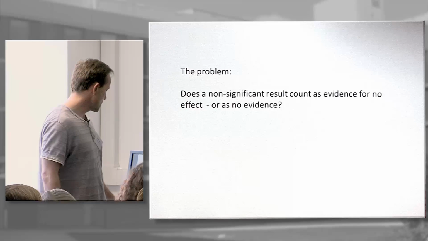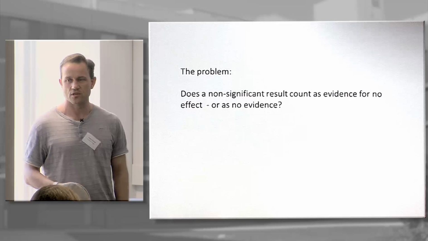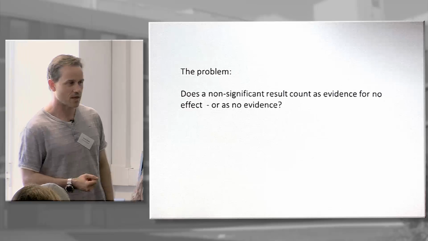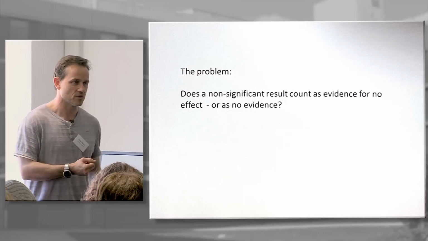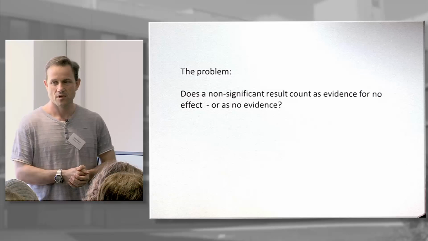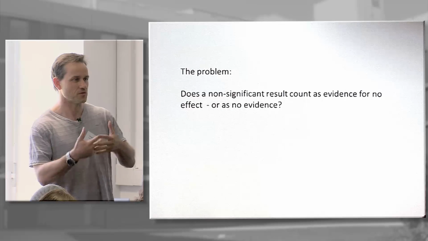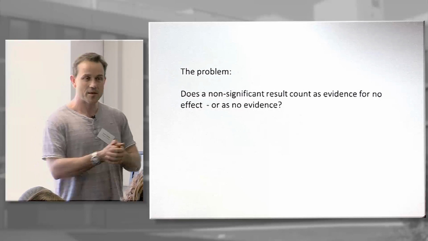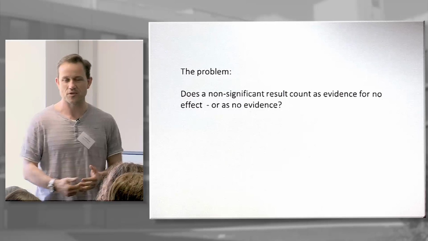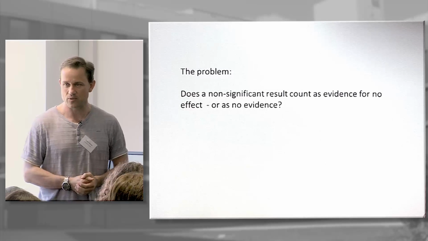Now, the problem with this is the interpretation of a non-significant result. What does it mean? And as you probably know, a non-significant result could mean two things. It could mean that you have good evidence for no difference, good evidence for the null hypothesis, or it might mean that you have no evidence for anything at all. The evidence just doesn't count for much one way or the other.